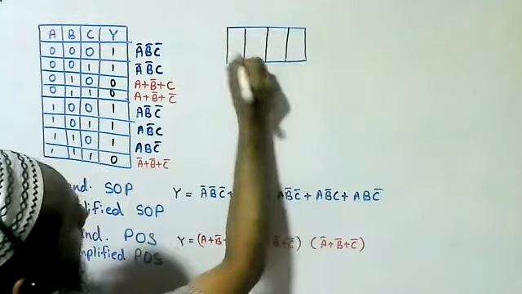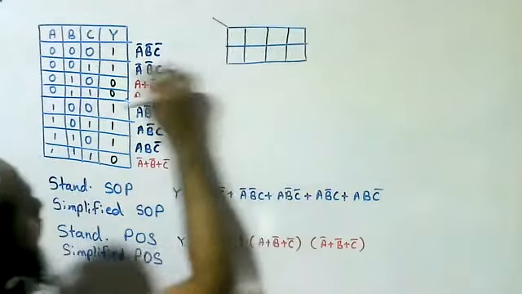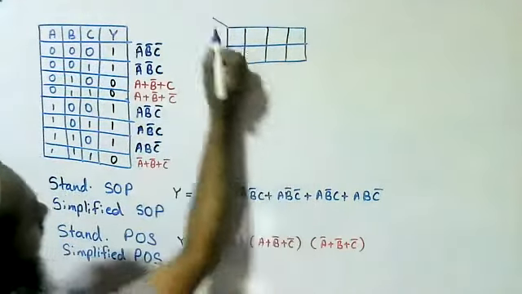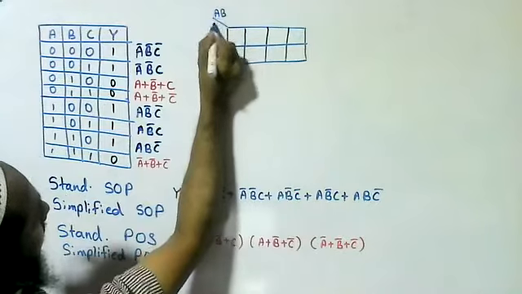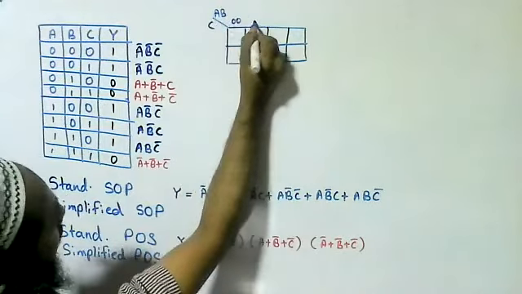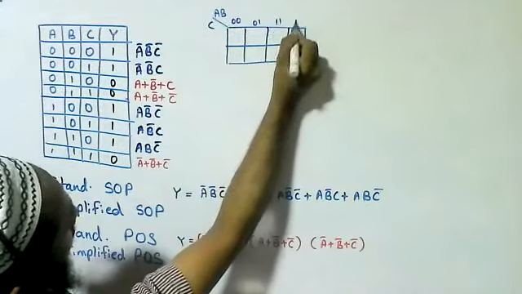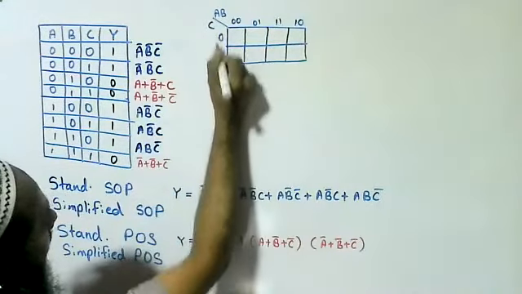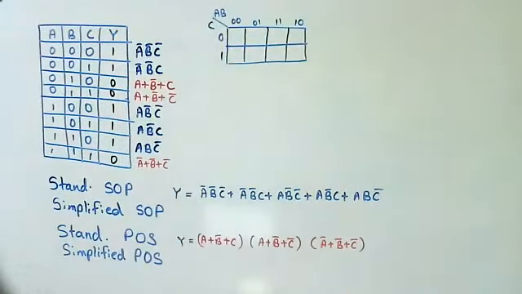We need 8 cells. Because of 3 variables, 2 to the power 3, we need 8 cells. So here A, B, C, headers 0, 0, 0, 1, 1, 1, 1, 0. Here C is 0, here C is 1.